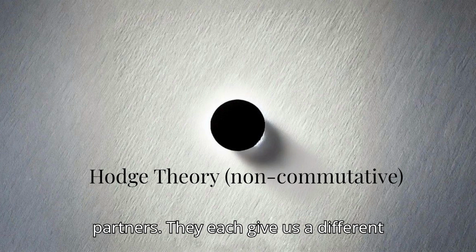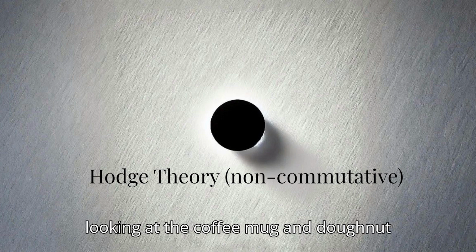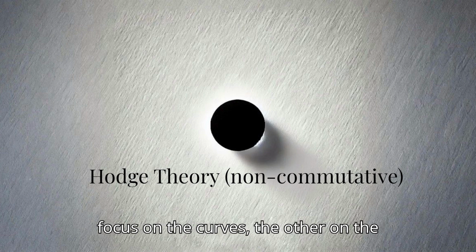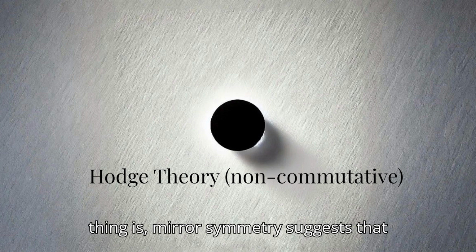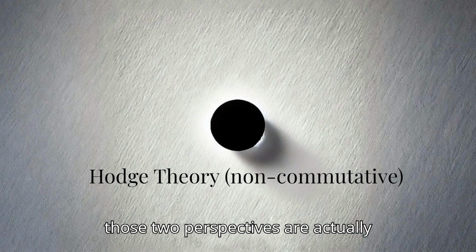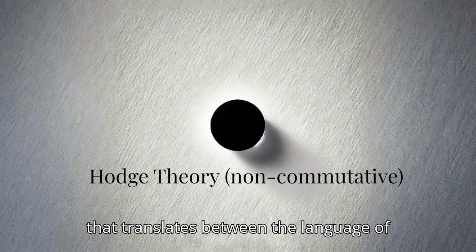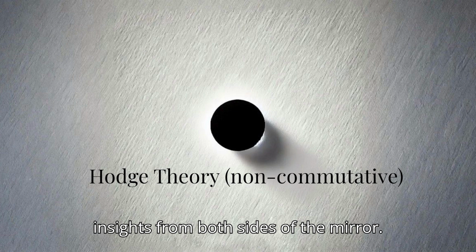They each give us a different perspective on the space, capturing different aspects of its math. So like looking at the coffee mug and donut through two different lenses. One might focus on the curves, the other on the number of holes. Perfect. And the cool thing is, mirror symmetry suggests that those two perspectives are actually connected. There's a hidden dictionary that translates between the language of the A model and the B model. We get insights from both sides of the mirror.